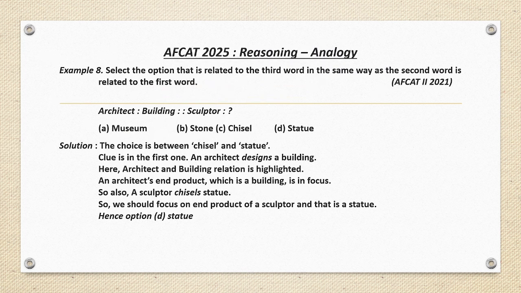Here. Okay, this question also, please take a minute pause and try to solve it on your own. Okay, now what is the question? Architect, building, right? Find out the relation between architect and building, and then with that relation you can find out what should be the word which is related to sculptor.